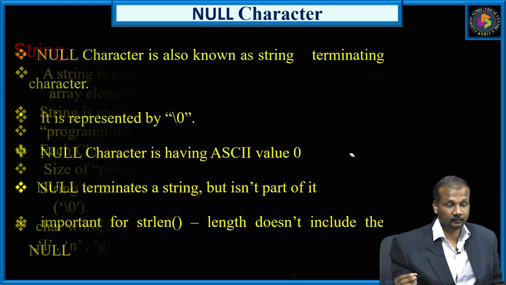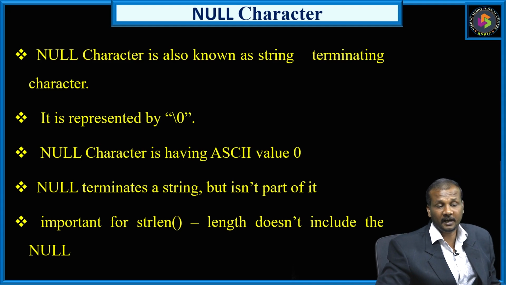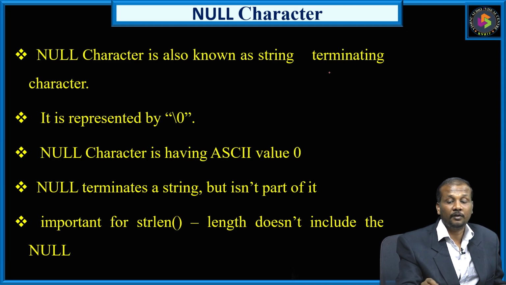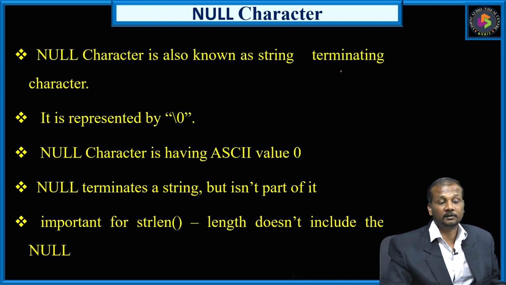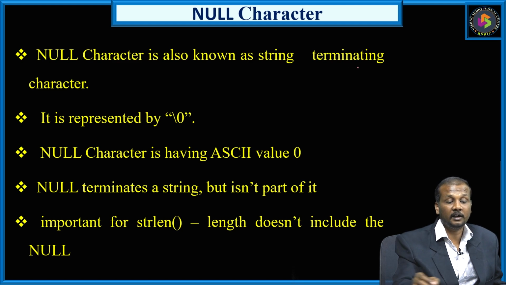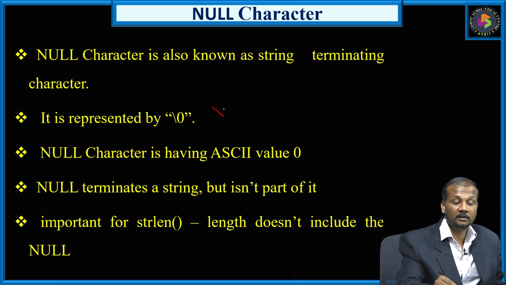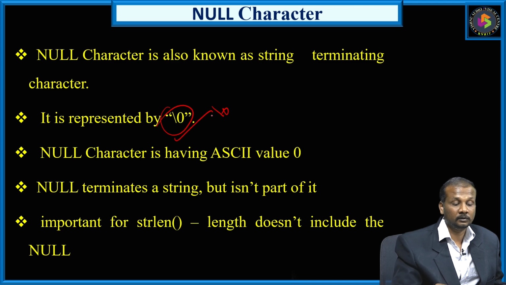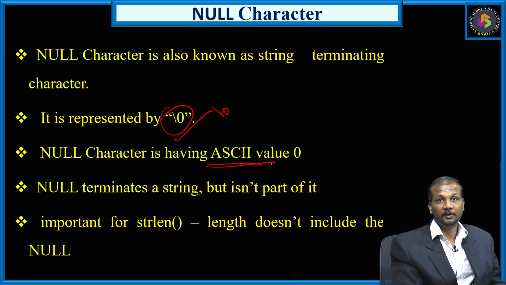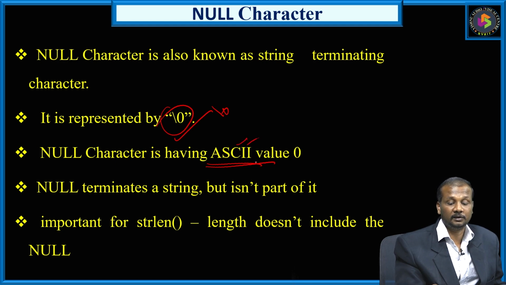Next, what is the null character? The null character is also known as the string terminating character, or terminating null character. It is represented by \0. The null character has an ASCII value. What does ASCII mean? American Standard Code for Information Interchange. Its value is 0. Null terminates the string but is not a part of it.